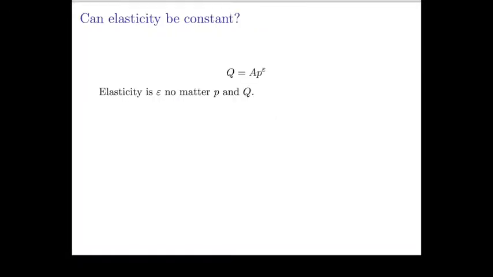Okay, is it possible that elasticity could just be constant? So for that particular example that we had seen previously, when Q equals A minus B times P, we saw that you get all the different values of elasticity between 0 and negative infinity. But is that always the case? Is it possible that you just have a fixed elasticity? And the answer is yes. Look at this demand function, A times P to the epsilon. The elasticity of this demand function is always going to be epsilon. It doesn't matter what P and Q are.